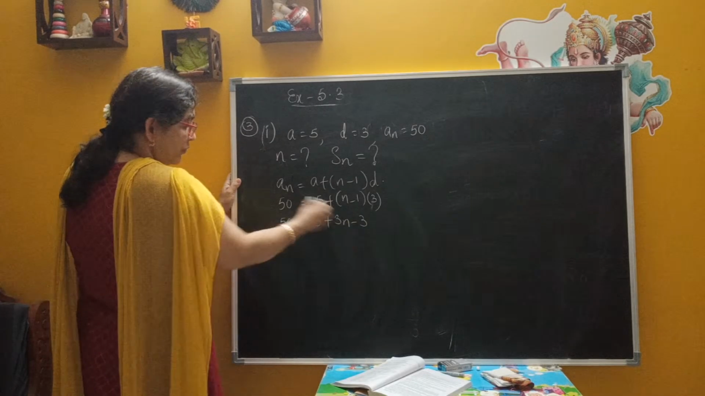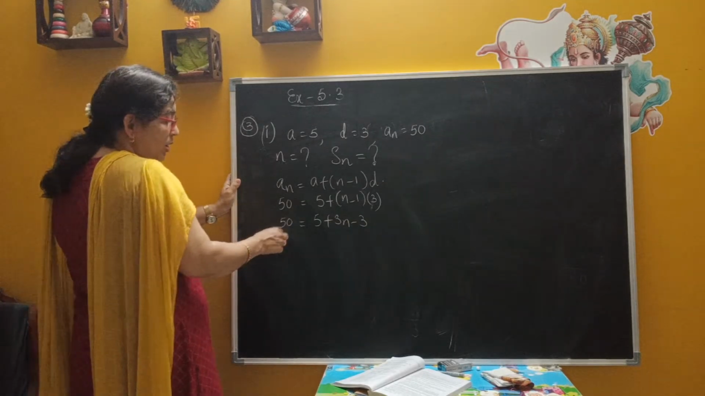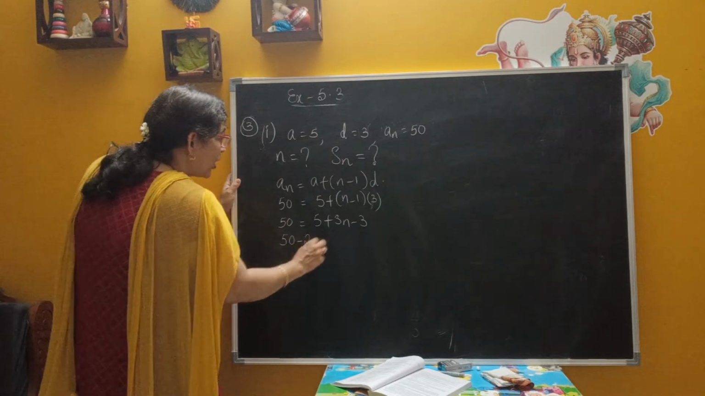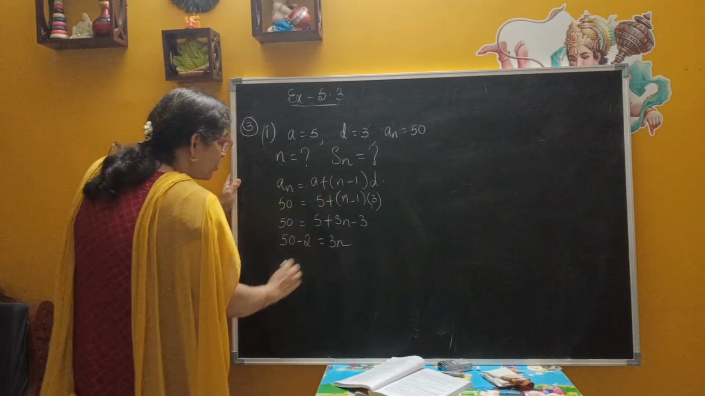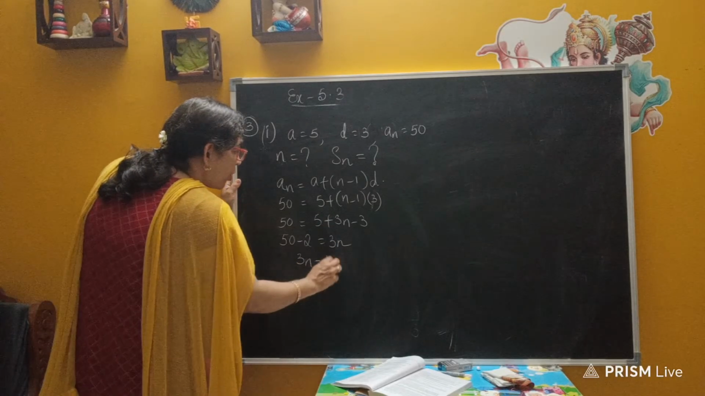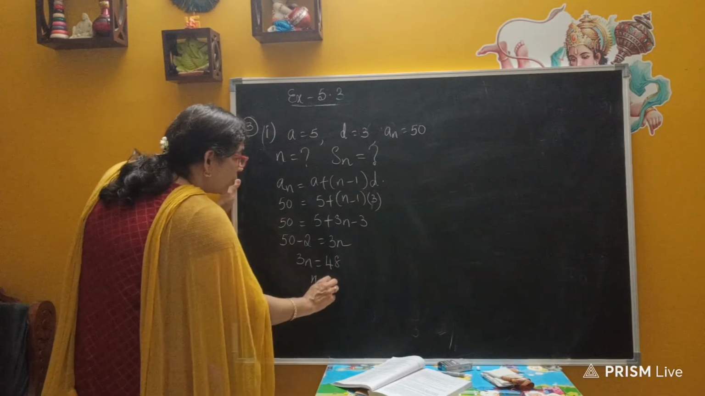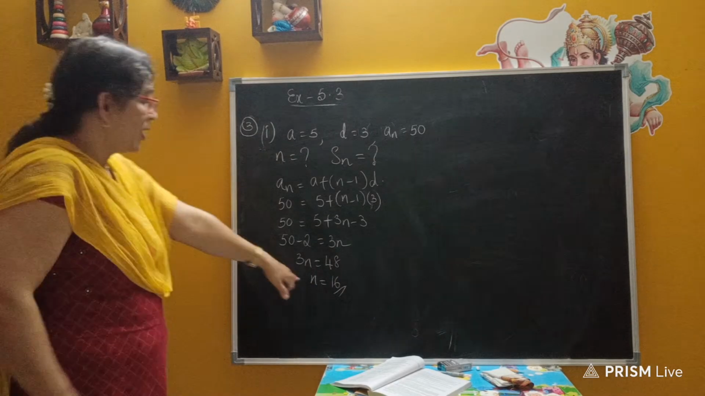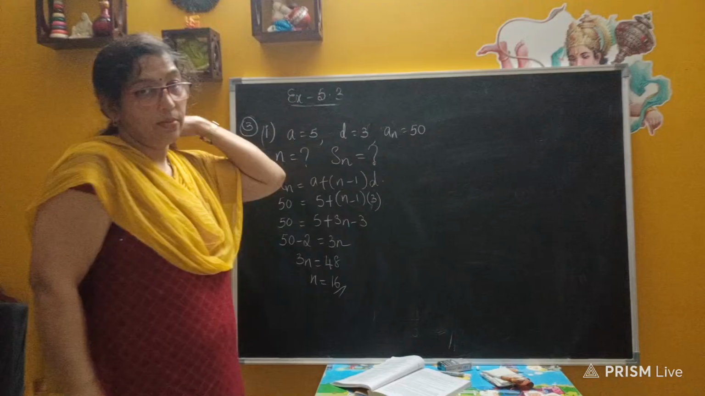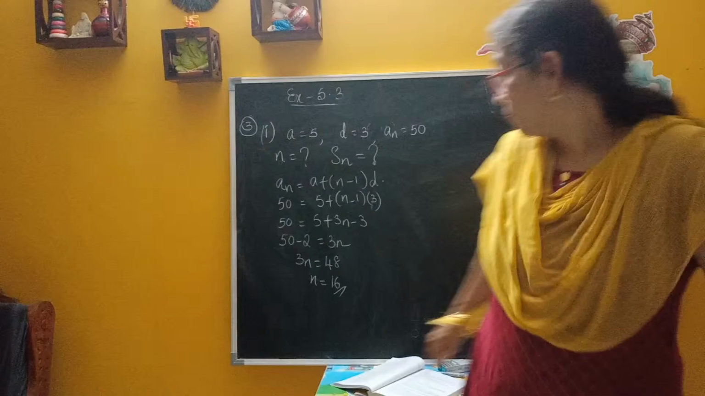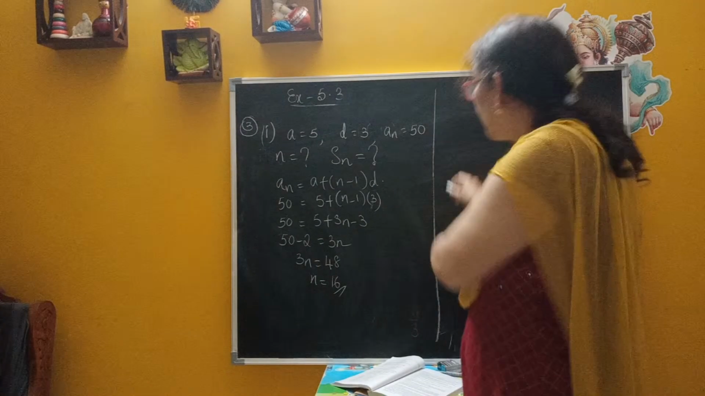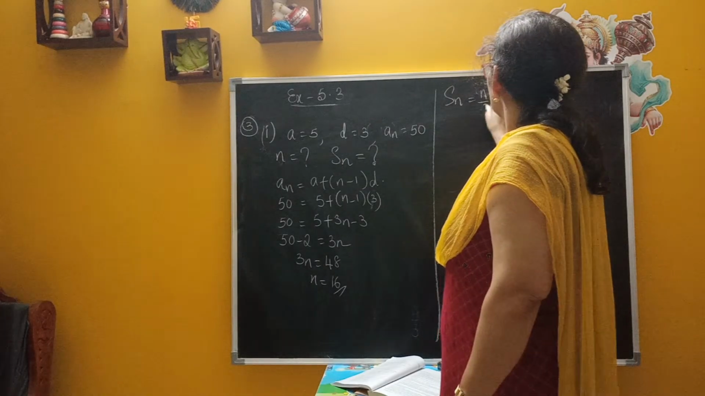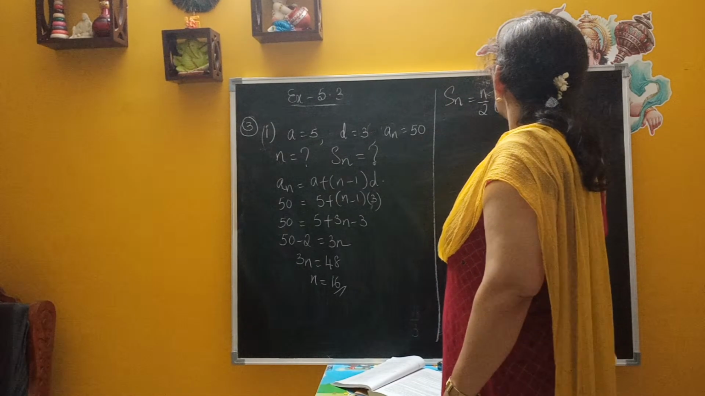Okay, then when I shift 2 to LHS, so 50 minus 2, how much is it? 48. And so 3n is equal to 48. So n is equal to how much? 3 16s are 48. N value 16. Using this value of n, find the value of Sn. So what is the formula to find Sn? Let us go a little faster. Sn is equal to n by 2 into a plus an.